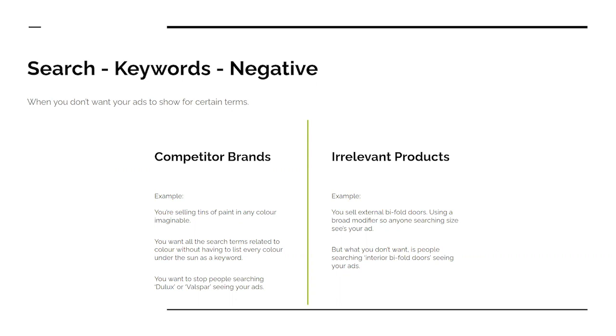We also might want to stop people looking for irrelevant products. So if you sell external bifold doors and use broad modifiers, anyone searching for any size sees your ad. It's very similar to the color problem: I want people looking for 3-meter bifold doors or 4-meter or 4 sliding bifold doors. We want all of those people to see our advert, but we don't sell interior bifold doors. So therefore we probably use the word interior as a negative keyword to stop people seeing that advert, because we're only looking for external.